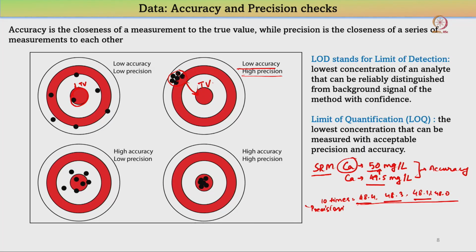And in this plot, it is showing high accuracy but low precision. That means sometimes it is falling outside the true value circle, but sometimes it is falling inside the true value circle. So the precision is low, but the accuracy is high.